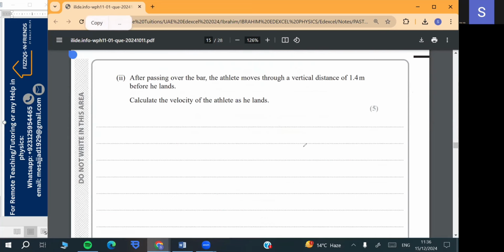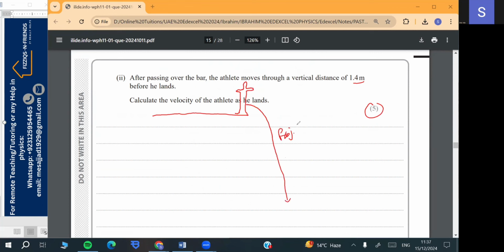After passing over the bar, the athlete moves down through a vertical distance of 1.4 meters before he lands. Calculate the velocity of the athlete as he lands. Now, this is a 5 marks question. It looks very easy at first glance, but actually there's a trick in this question. When he jumps down, he turns into a projectile. At this point, he only has the x component of speed, which was 3.42 that we just calculated. Its y component should be 0 because the speed is totally horizontal.